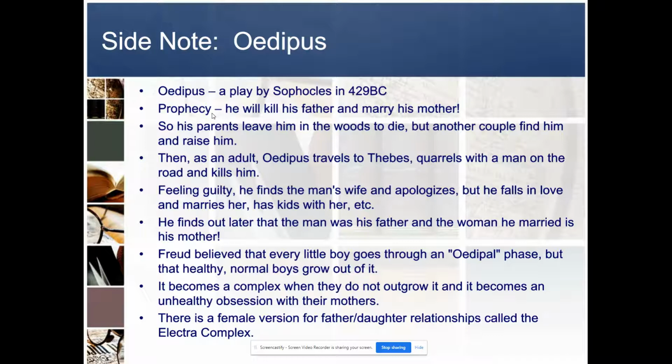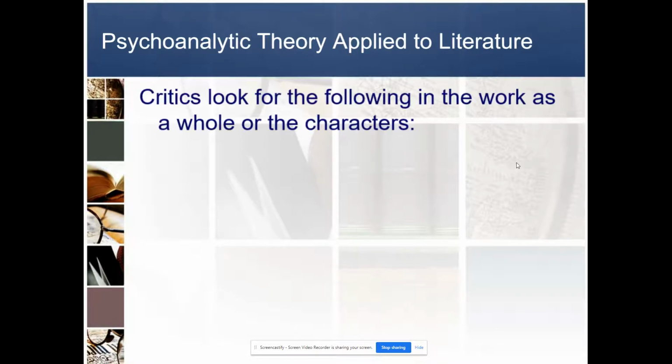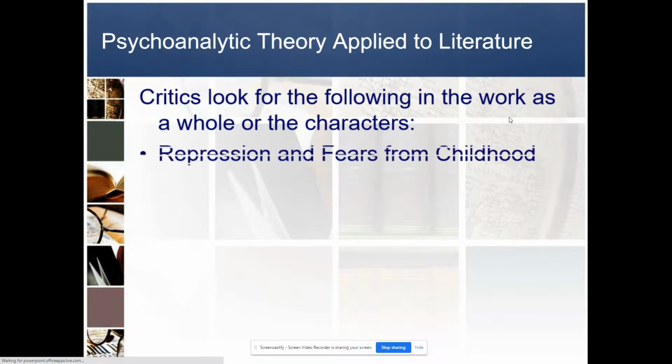But basically the whole idea is that something that is healthy when you're small gets skewed, some damage, some trauma occurs, and it becomes an unhealthy relationship. So how does this apply to literature? Why did I just go through all that? So psychoanalytic critics look for the following. They say, does this character have repression, repressed emotions, repressed memories, or do they have fears that stem from childhood events?